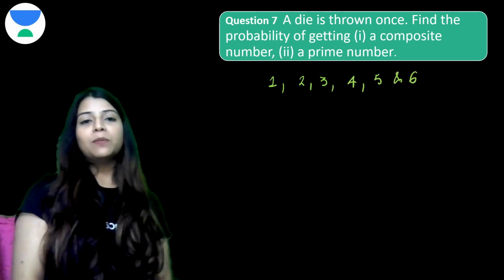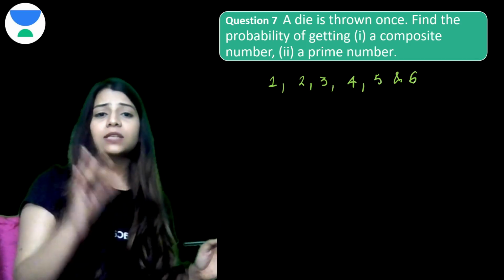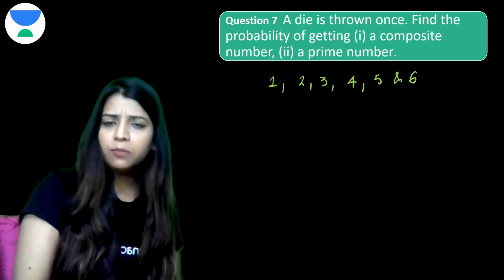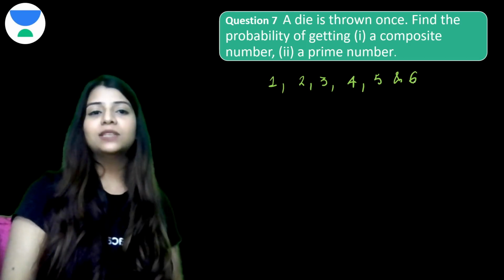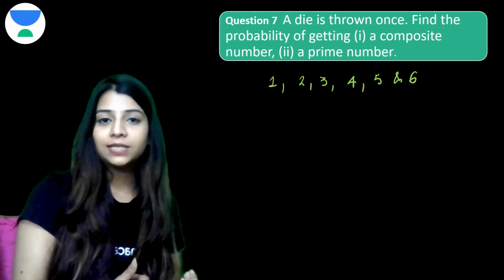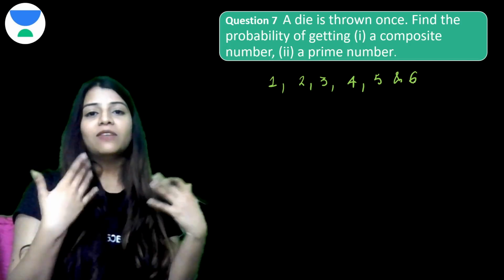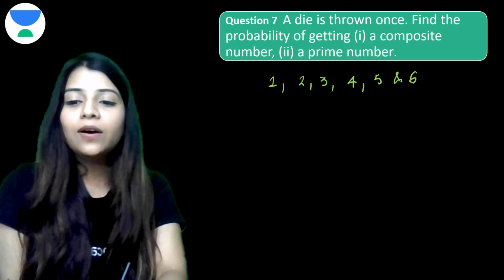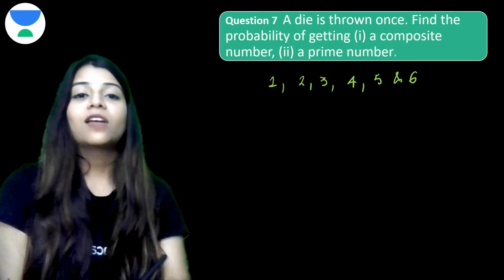So these are the possible number of outcomes which I have. Now in this, I have to check which are the composite numbers. First of all, if you don't know what a composite number is, let me tell you. A prime number is a number which comes in the table of 1 and the number itself, right? But the composite numbers have other factors as well. So here, I'll choose what are the composite numbers.